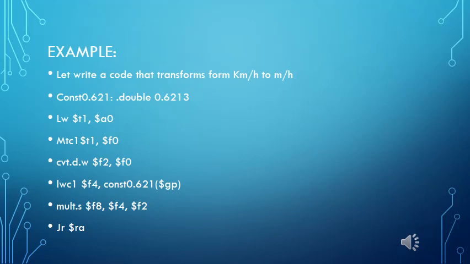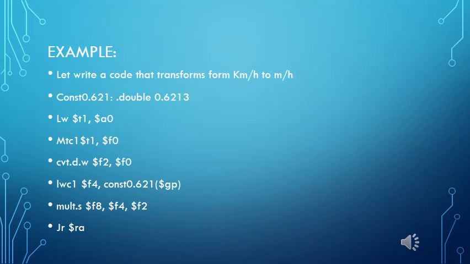Okay, so let us just take a simple example which will transform from kilometers per hour to miles per hour in order to understand. First, we need to know the formula, which is you take the value you have in kilometers per hour and you multiply it by 0.6213711, which is a very long number. We'll just take the first four digits for simplicity. Now this constant is stored in the global pointer, which has a place reserved for it.